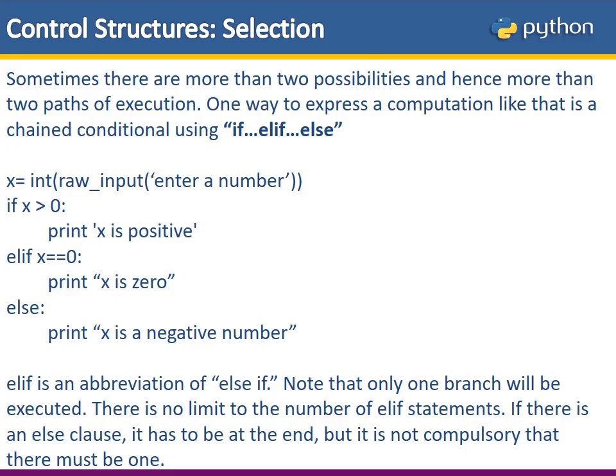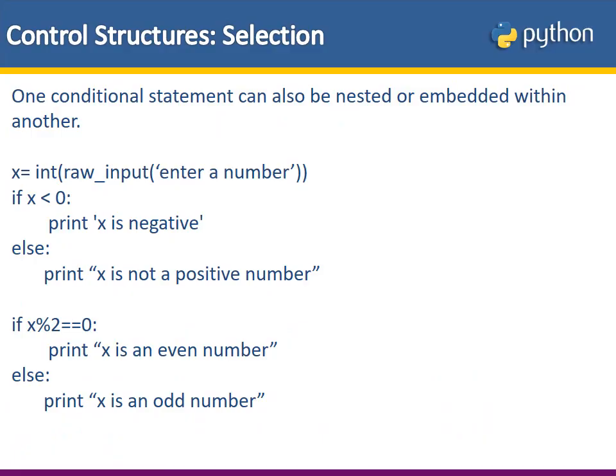You can see this from all the programs we have written in Python. If there is any else clause, it has to be at the end, but it is not compulsory that there must be one. One conditional statement can also be nested or embedded within another.